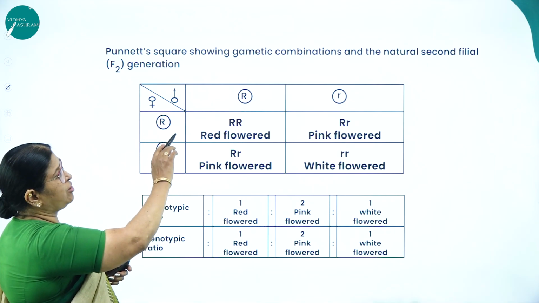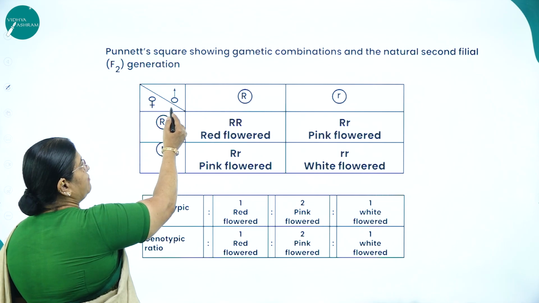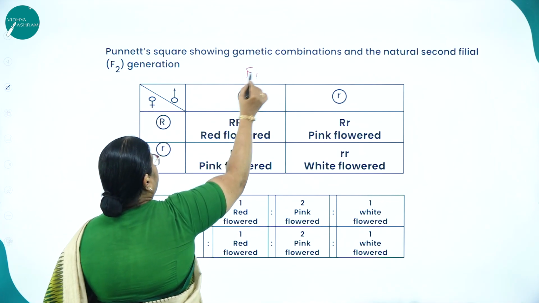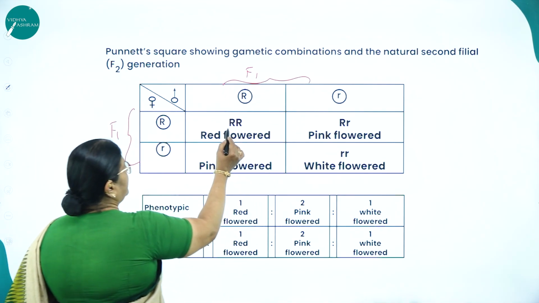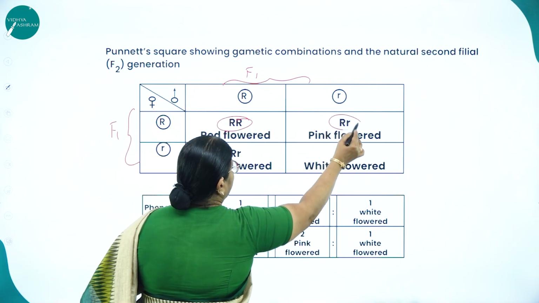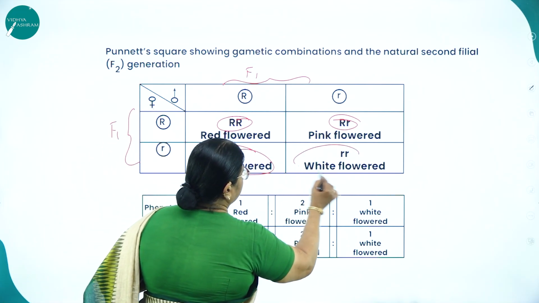So showing gametic combinations in the second filial generation. If you take the male gametes on one side and the female gametes on the other, this side is one F1 and this side is one F1. Here when you cross capital R with capital R, you get red color. Capital R, small r is pink color. Again cross this, you get pink color, and when you cross this, you get white flower.